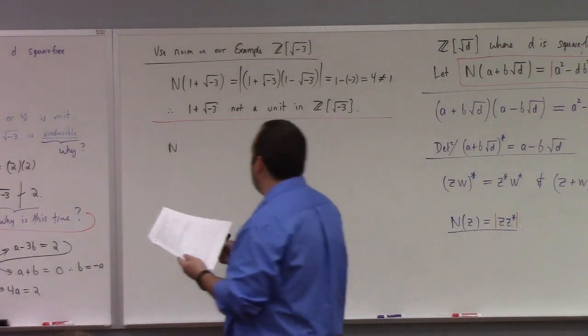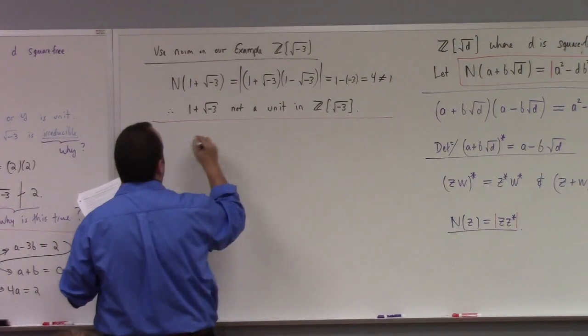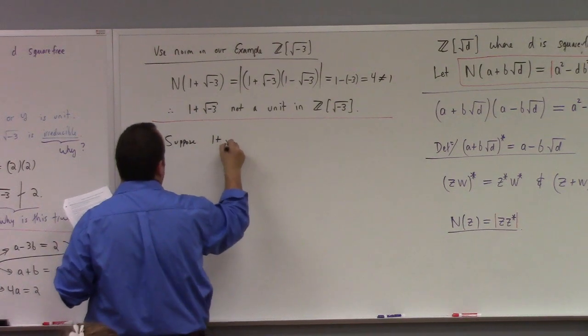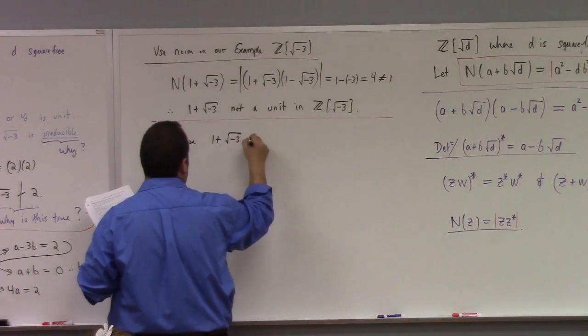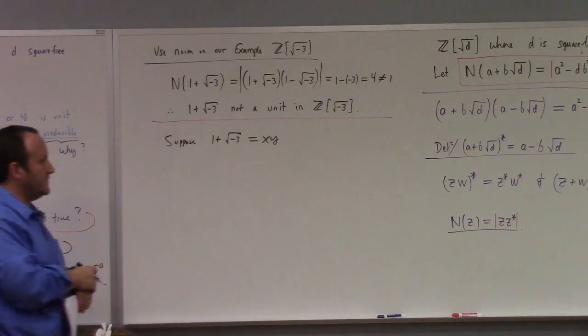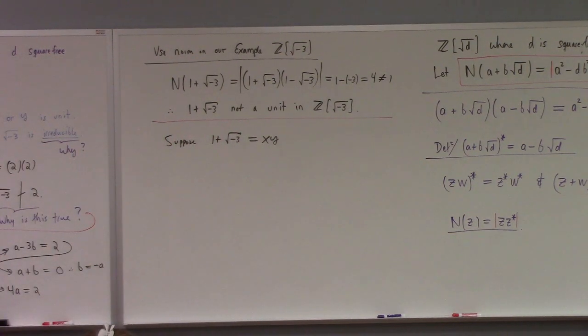Okay, so to see it's not irreducible, we need to do some more calculation. Suppose 1 plus the square root of minus 3 is equal to xy, right? To prove it's irreducible, we need to show what? Either x or y must be a unit, right?